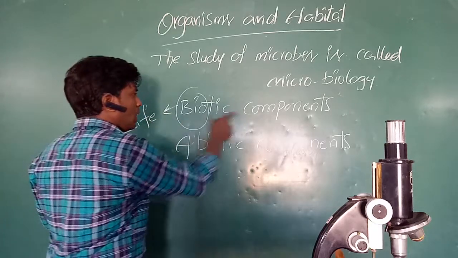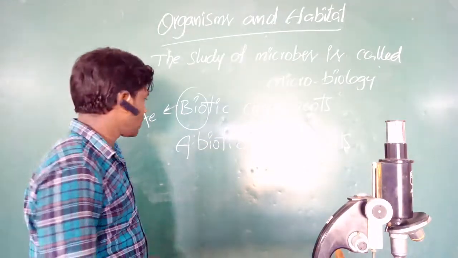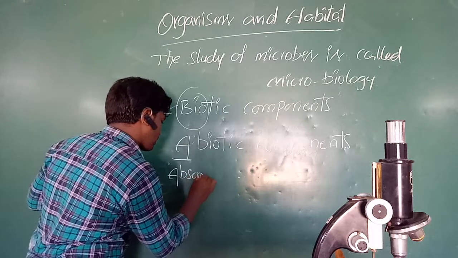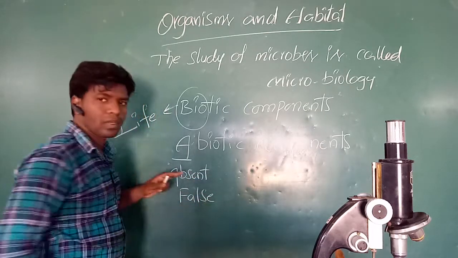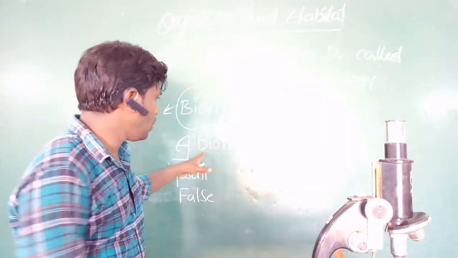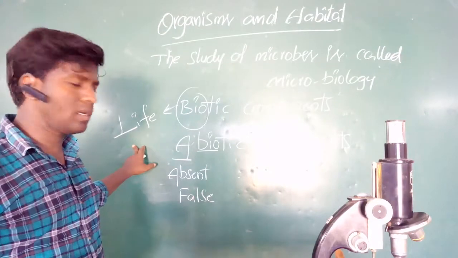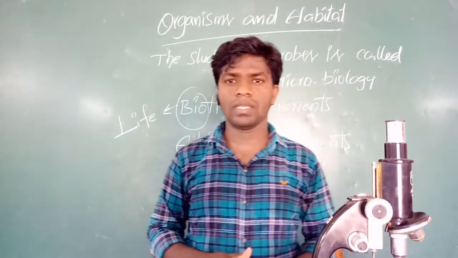Bio means life. So they have a life. That's why we are calling biotic components living things. A means absent or false. What is absent? Bio is absent. Bio means life, so the life is absent. That's why they are non-living things. Living things and non-living things.